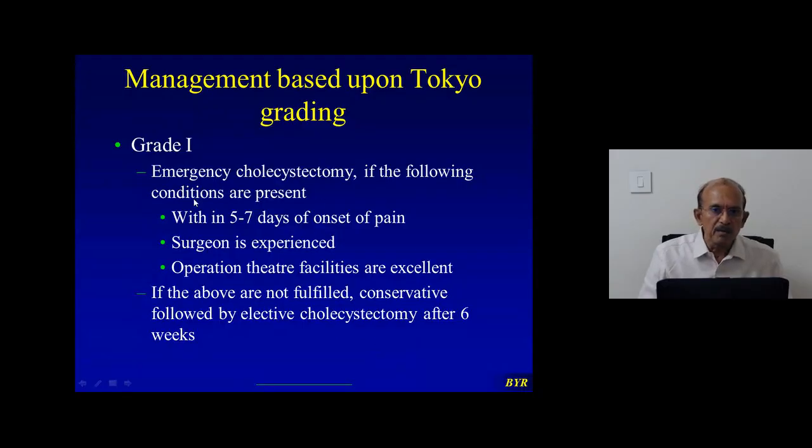So if the condition is favorable, go for cholecystectomy. If the condition is not favorable, just put a tube in the gallbladder, leave it outside. All the bile and infected material will drain out. Give antibiotics and supportive treatment. The patient recovers. And then do cholecystectomy after 6 weeks when the patient's condition has improved.